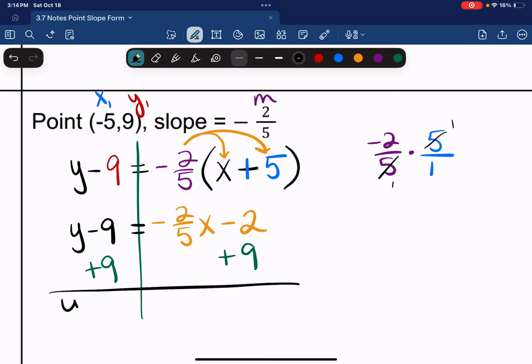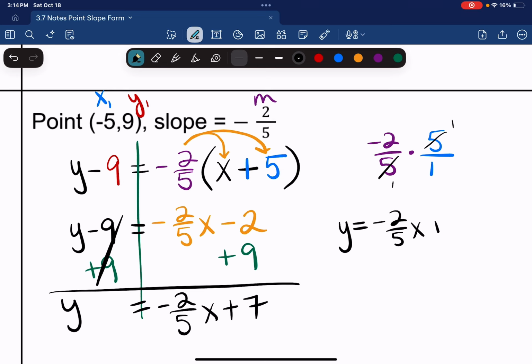And we bring down our y, and then of course minus 9 plus 9 goes to 0, should equal a negative 2/5 x. And then negative 2 plus 9 gives us our plus 7. So our equation in slope-intercept form is y equals negative 2/5 x plus 7. So our y-intercept is positive 7. That's where our graph crosses the y-axis. And our slope is negative 2 over positive 5.